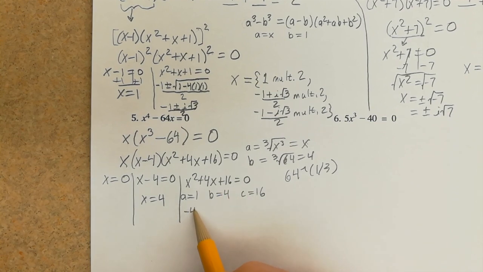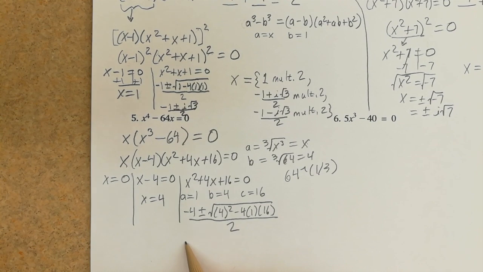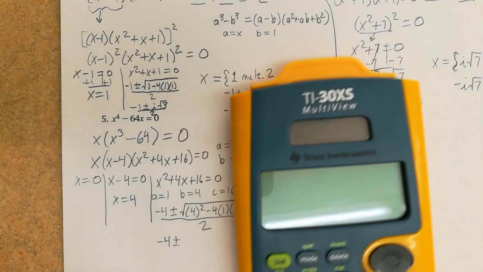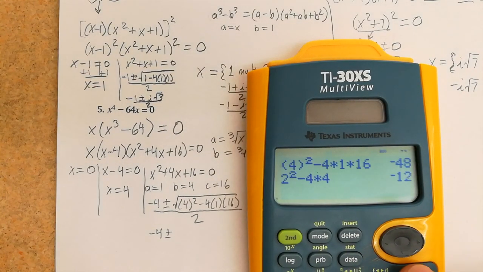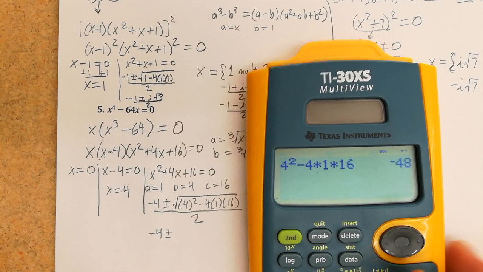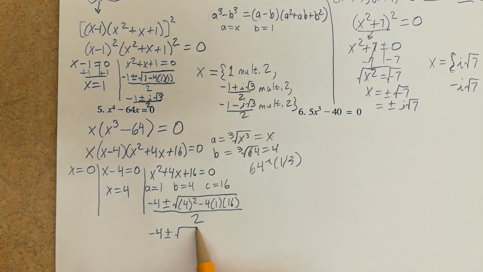So we're going to go negative b plus or minus square root b squared minus 4 times a times c all over 2 times a, which that would just be 2, right? 2 times 1. Okay, let me simplify this a little bit here. I'm going to go ahead and grab a calculator and put the discriminant in. That's the inside of the square root. So 4 squared minus 4 times 1 times 16 gives me negative 48. So square root negative 48 over 2.